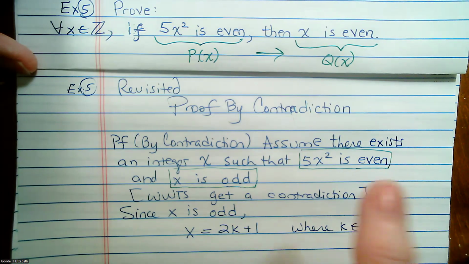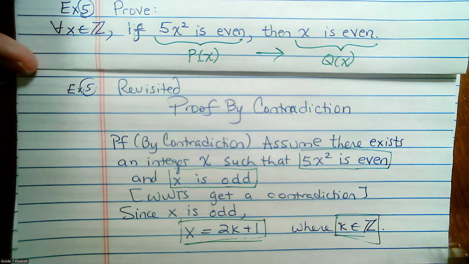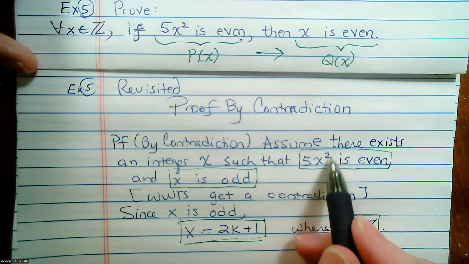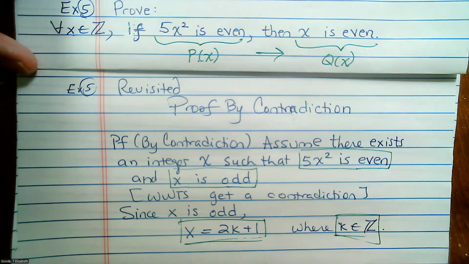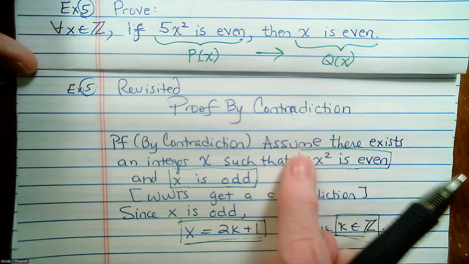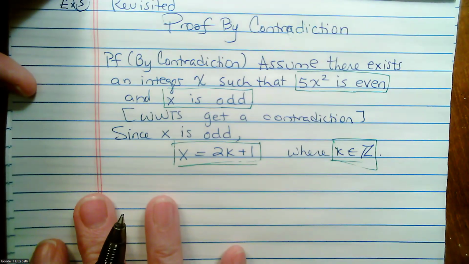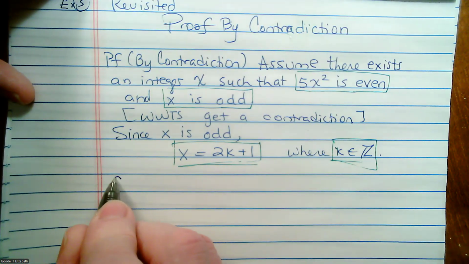And now we just run with this fact, this equation about x looking that way. And now we're going to look at 5x squared and see if we can show that this assumption forces 5x squared to be odd, and that will contradict our hypothesis that it's even. Does that make sense? No, I'm a little bit confused.